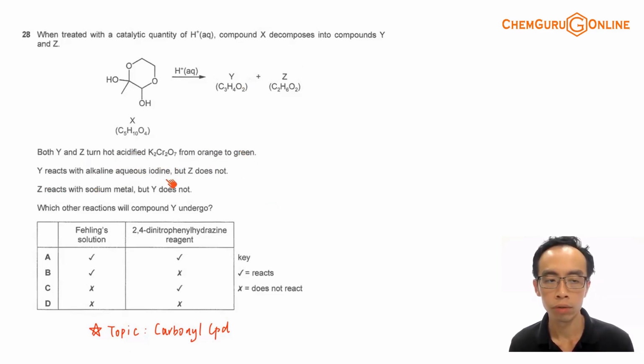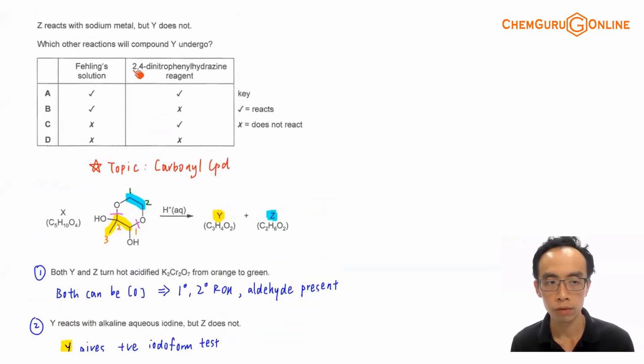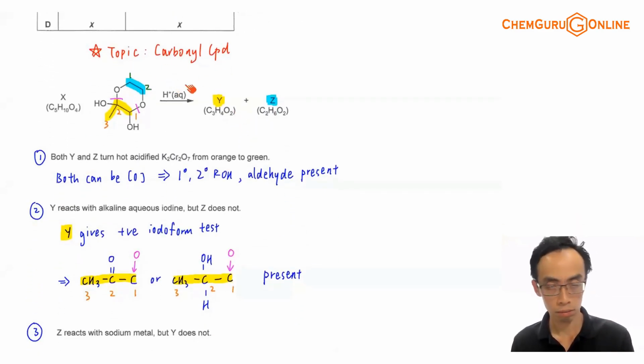Y reacts with alkaline aqueous iodine. It gives me a positive triiodomethane test. Z does not. Z reacts with sodium metal. That means there's a presence of an OH group. Y does not. Which other reactions will compound Y undergo? Effectively, I have to determine what compound Y is. Then we can see whether it reacts with Fehling's solution, and whether it reacts with 2,4-dinitrophenylhydrazine. So let us take a look at this. Since the reaction with Fehling's solution and 2,4-DNPH is targeting carbonyl compounds, the topic tested in this question is under carbonyl compounds.